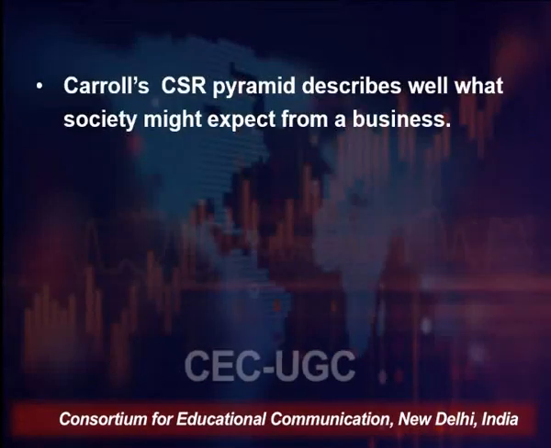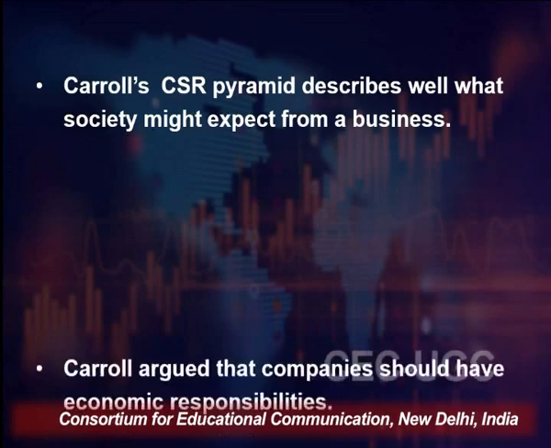So if you look at, apart from economic responsibility, legal, ethical and philanthropic responsibility, what is expected from us? It is expected from us to do what is desired by global stakeholders. So taking care of what my stakeholder is expecting. Whatever is expected from us as a corporate entity, that we are supposed to take care of. So this was all about Carroll's CSR pyramid, which described well what society might expect from a business.